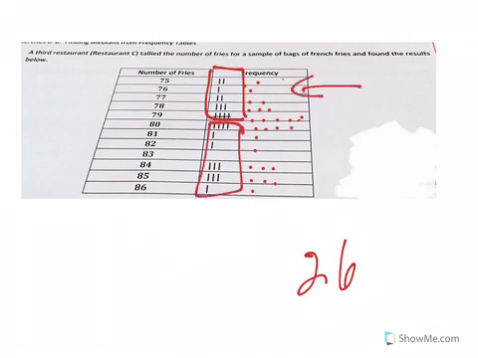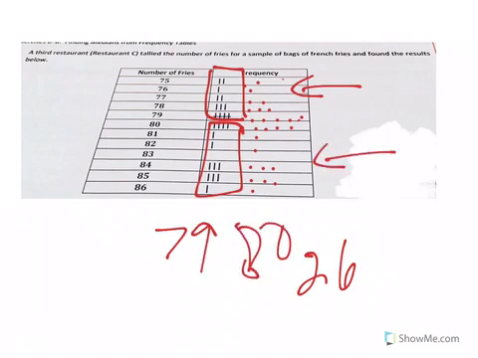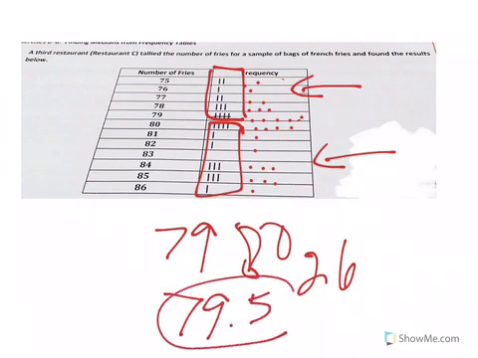So the highest number here is 79. The lowest number here is 80. So our median is going to be right in between 79 and 80, in which case we'd end up with 79.5 as our median.